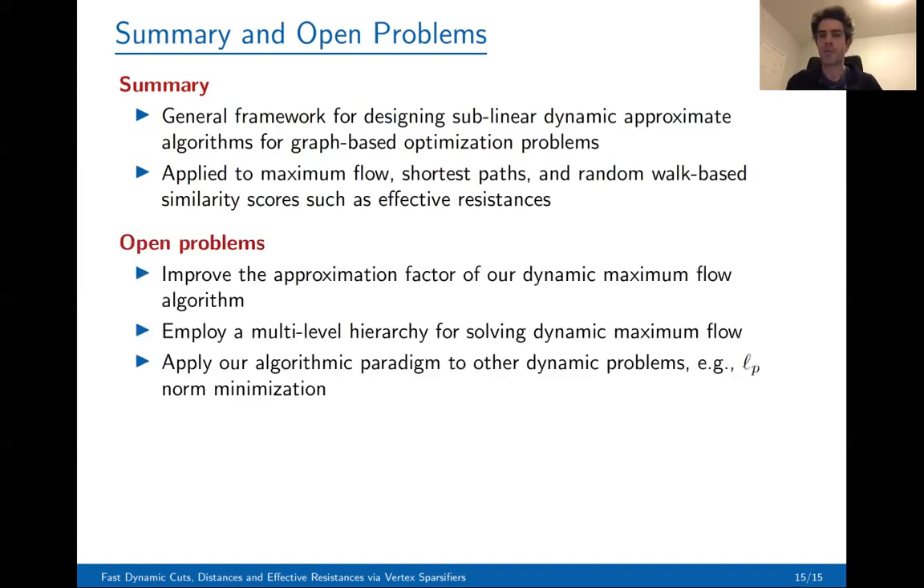And there are obviously many open problems from this work. For example, we don't know how to improve the approximation factor of our dynamic max flow algorithm. Right now, it's at log n, and this is tied to the approach that we took. It's essentially tied because you need log n approximation to approximate graphs by trees. And we also don't know whether there is a multi-level version of the dynamic max flow algorithm. So right now we are stuck at 2 levels. So we don't know whether we can recurse on the J tree further. For example, Madry in the static setting could do this. And there could potentially be other problems that can benefit from our algorithm paradigm. For example, one can look at LP norm minimization.